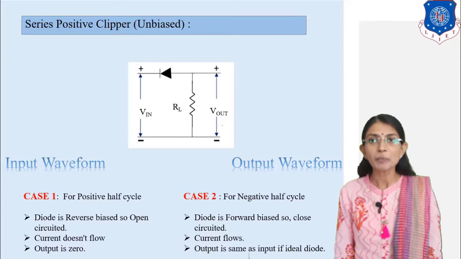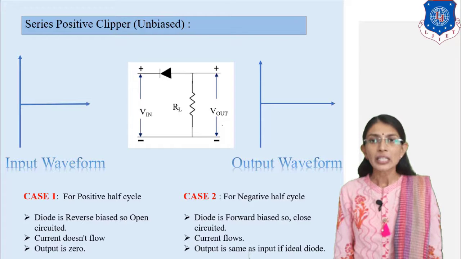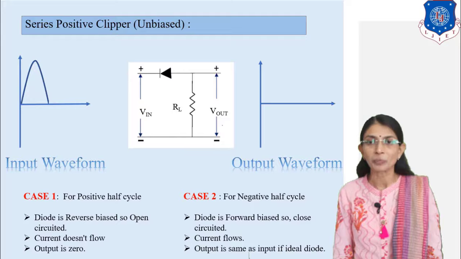First of all, for series positive clipper, the input waveform is applied across this input plus minus terminal. So we will draw the axis like this and the input is the sine wave. So we will discuss the first case, that is case 1, for positive half cycle. According to this circuit diagram, during positive half cycle, what will be the output waveform? That is our main task, to derive the output waveform.